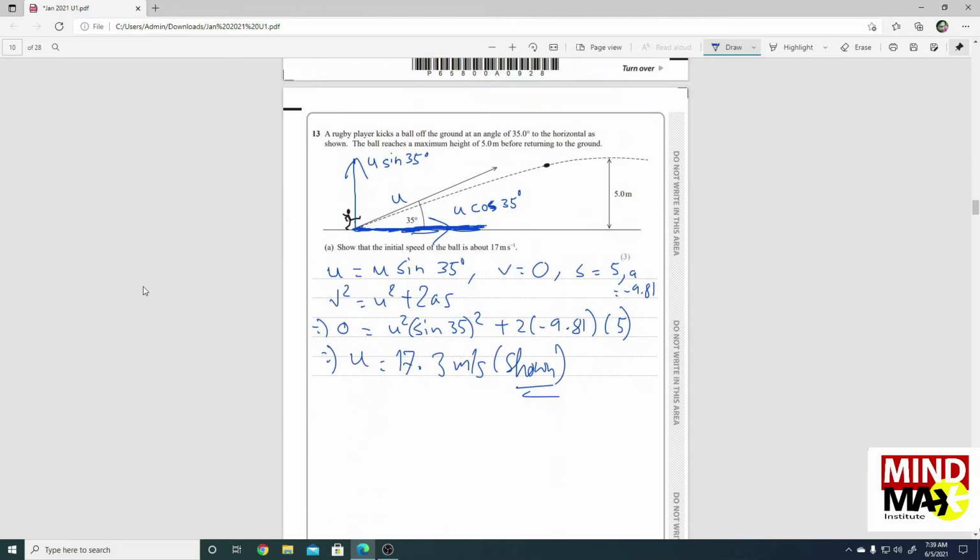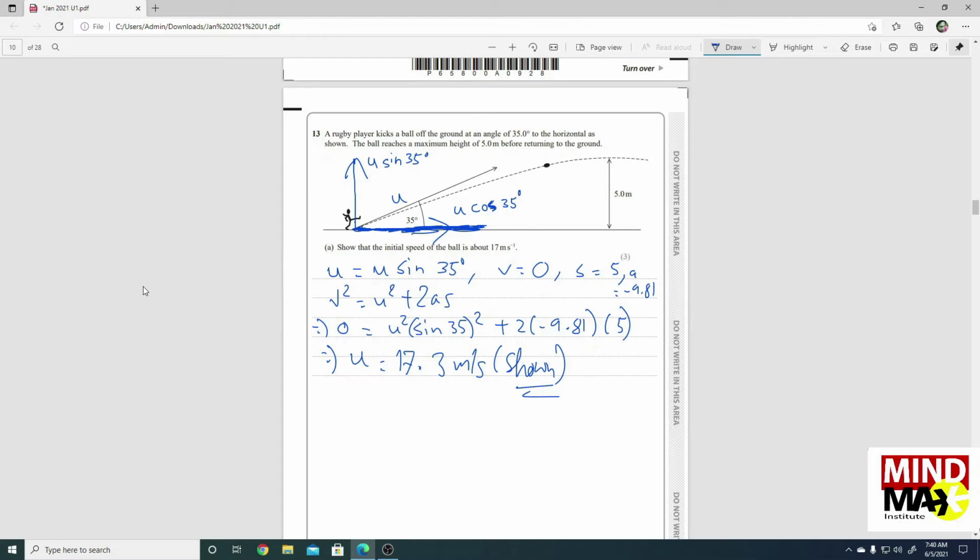Then number 13, a rugby player is basically kicking a ball, as we can see, and they're asking us to show that the initial velocity of the ball is about 17 meters per second. So in here the information that we are provided with is this is u, we don't know it, so let's take it as u, the initial velocity, and because the ball has been kicked vertically upwards, we have to take the vertical component of the velocity, which is u sine 35.